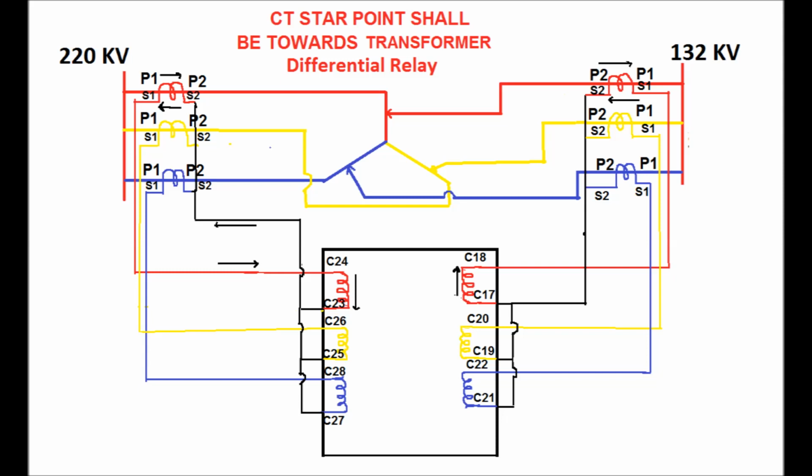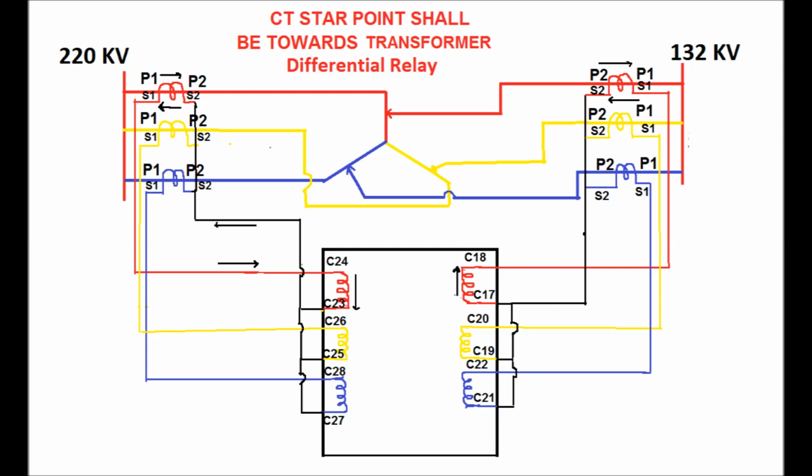Now come to the case of differential relay. In the case of a transformer, the differential relay is provided in order to detect a fault in the differential zone of the transformer. So what is the differential zone of the transformer? It is from the base CT in the HV side to the base CT in the LV side. If any fault occurs inside this zone, this relay should detect it. So it is provided in order to detect faults in the transformer.